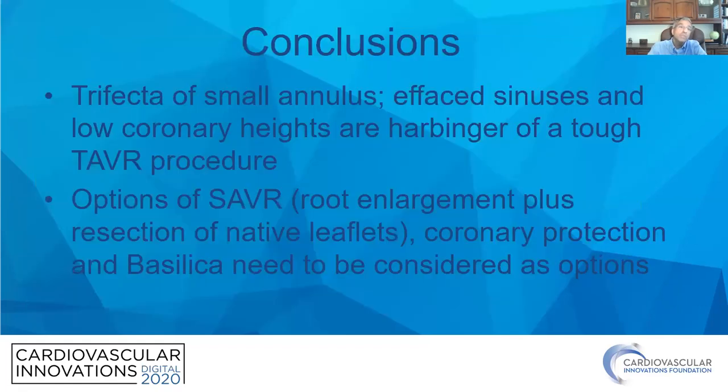So in conclusion, this is a classic example of what I call the trifecta of a small annulus, sinuses that are effaced, and low coronary heights. This is a harbinger of a tough TAVR procedure, and unless you have your antennae out and have a good game plan, it can lead to catastrophic complications. Seriously, surgical aortic valve replacement must be entertained because the surgeons can do root enlargement plus resection of leaflets in patients who have surgical eligibility.